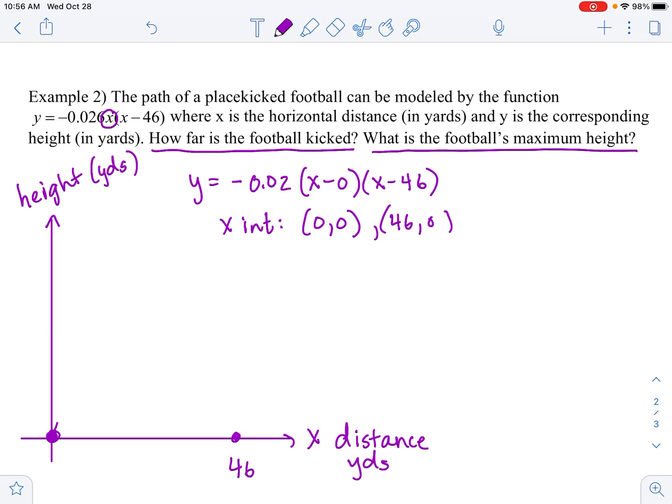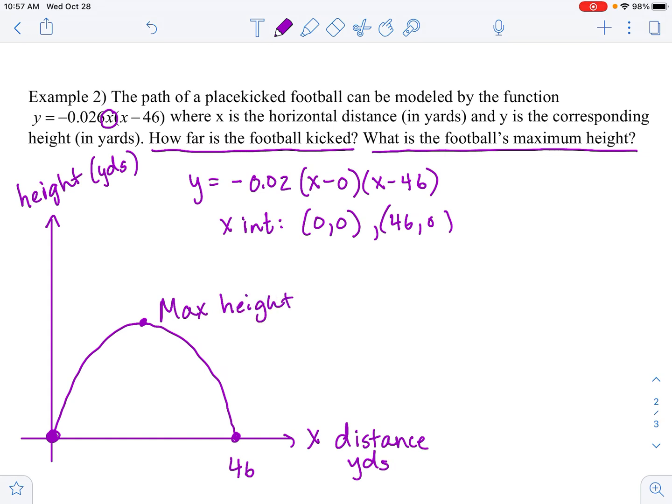And our parabola will go up and then back down. It is a negative a value in the front, right? So we do know that this is an upside down, opens-down parabola. So there's our rough sketch. Our vertex here would answer our second question, what's the football's maximum height? So we're going to need to find that.